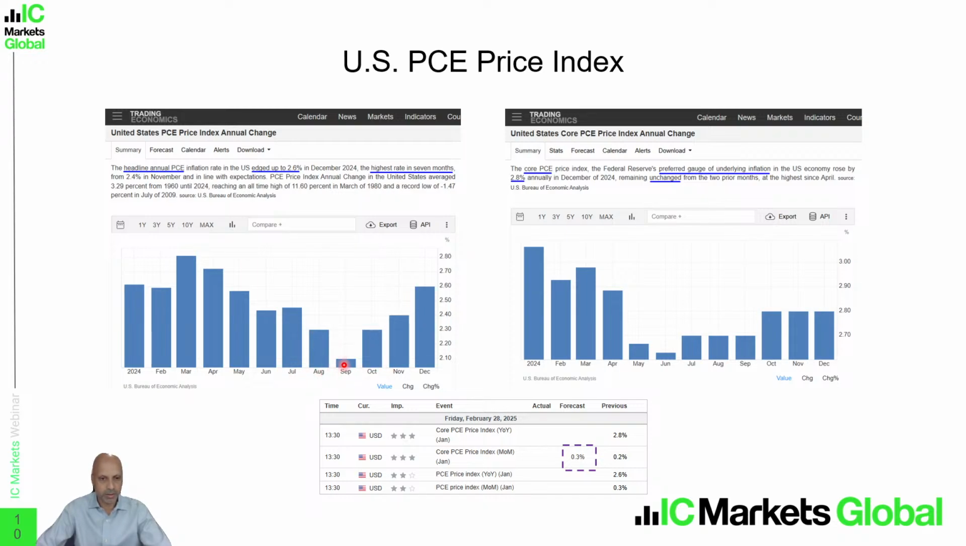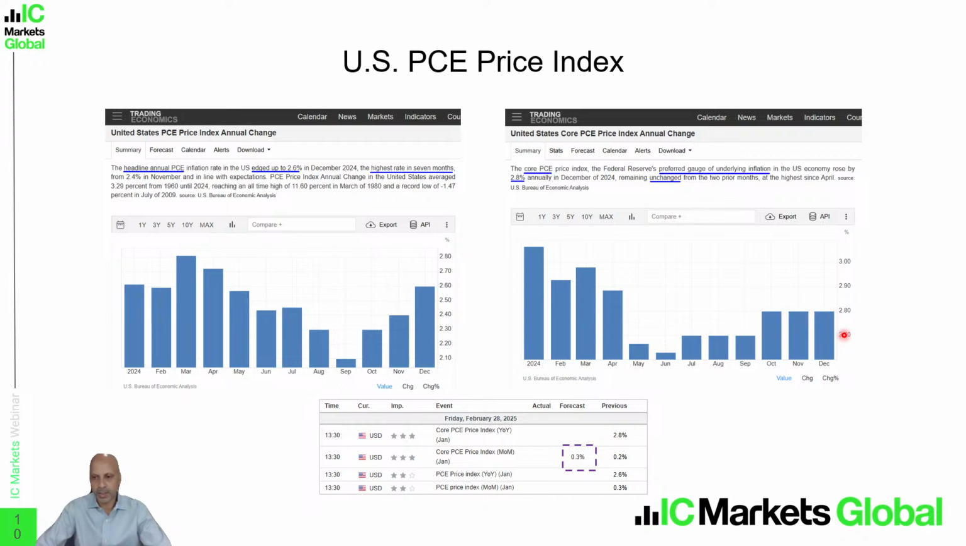After moderating as low as an annual rate of 2.1% in September, we can see that headline PCE has accelerated as high as 2.6% in December. And remember, the core reading has remained unchanged at 2.8%. Despite the core reading remaining unchanged, it still sits well above the Fed's target of 2%.